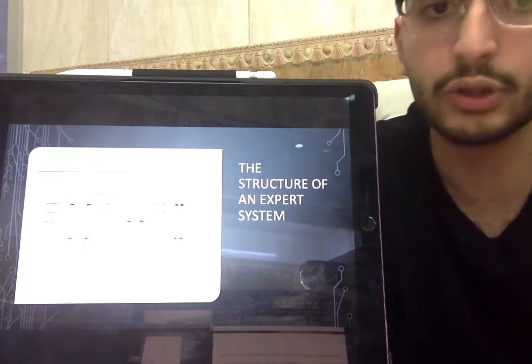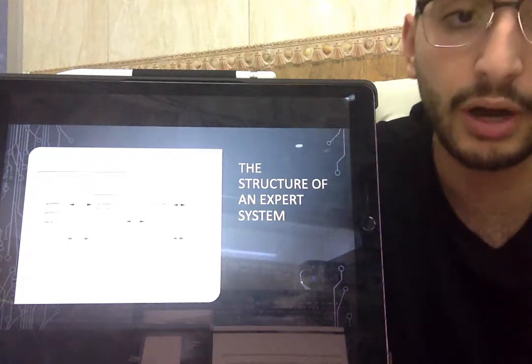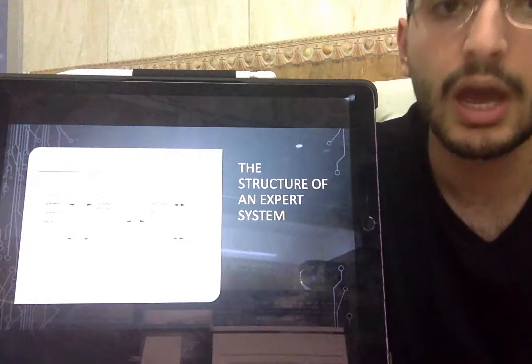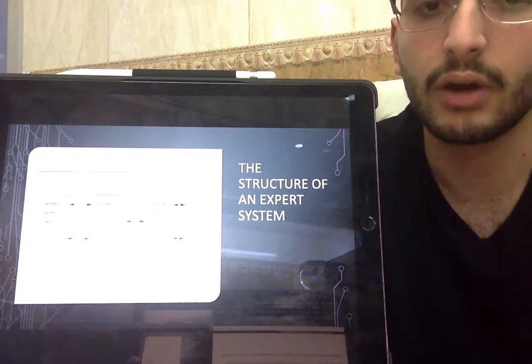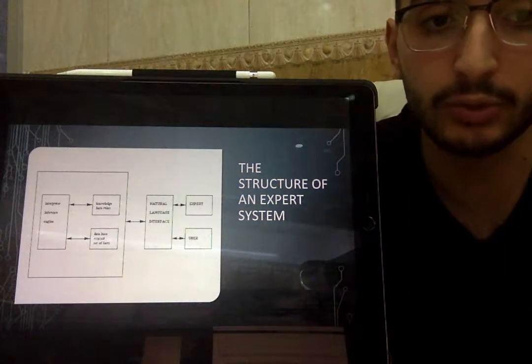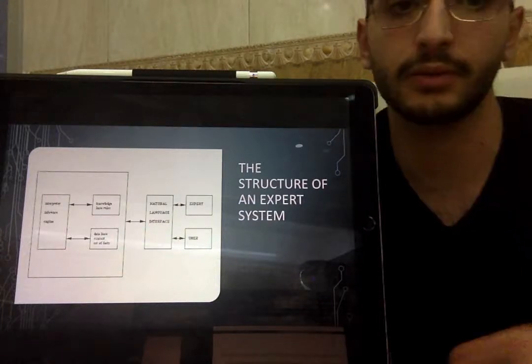This diagram here shows the general structure of an expert system. The first components of the system are the interpreter and the inference machine. They are closely linked to the knowledge base rules and database context and set of facts.